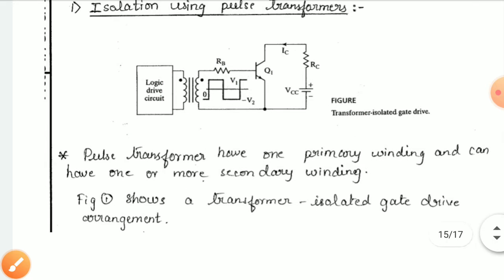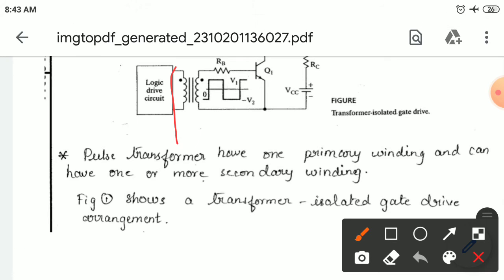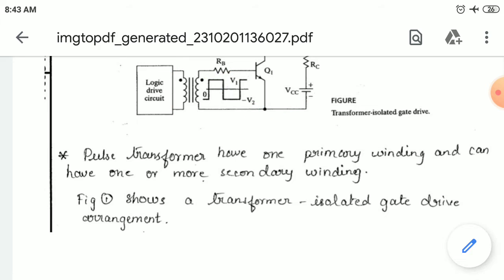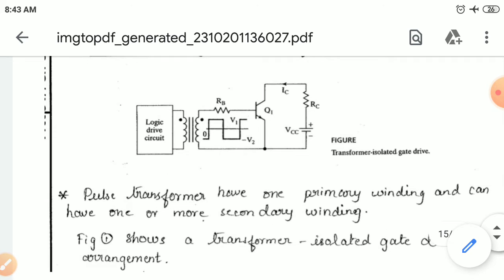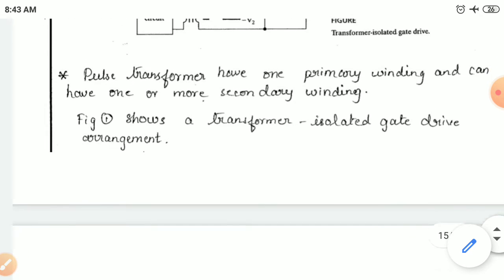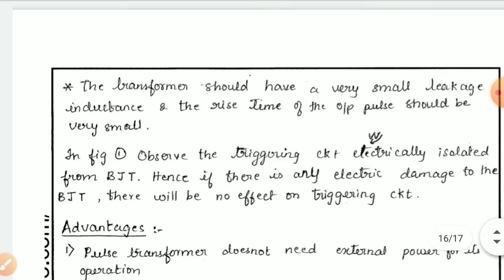A pulse transformer has one primary winding to supply the voltage, and it can have one or more secondary windings, based on the requirement. That's called a pulse transformer. This figure shows a transformer isolated gate and base drive circuit. As I said, this indicates the isolation of the gate drive circuit arrangement using the pulse transformer. The transformer should have a very small leakage inductance, so the rise time of this pulse transformer should be very small. Observe that in figure 1.